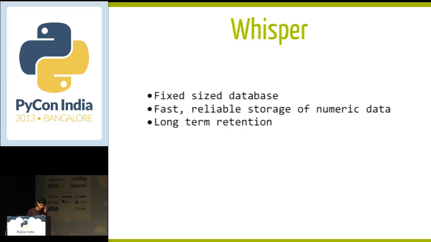Whisper is, like I said, a fixed size database, and it is used for long-term retention and reliable storage of numeric data. It only accepts numeric data, it does not accept characters. So with every timestamp, there's data associated, and that's what it stores. Whisper is much more efficient because it does not save other timestamps. So if there's no data for a particular timestamp, there won't be any field in Whisper.